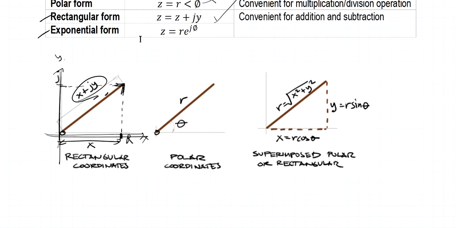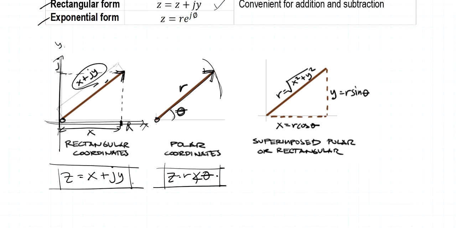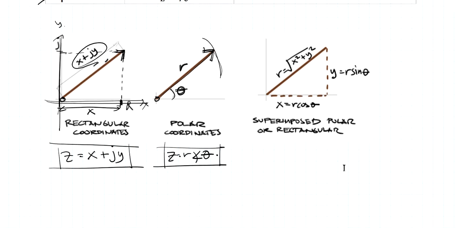Now, in terms of polar coordinates, here's our phasor again. It is described by the radius and the angle, because it is polar. The representation of this would be z equals r angle theta. We already learned this, and for the rectangular coordinate we have z equals x plus jy. That's the rectangular coordinate representation for the phasor.